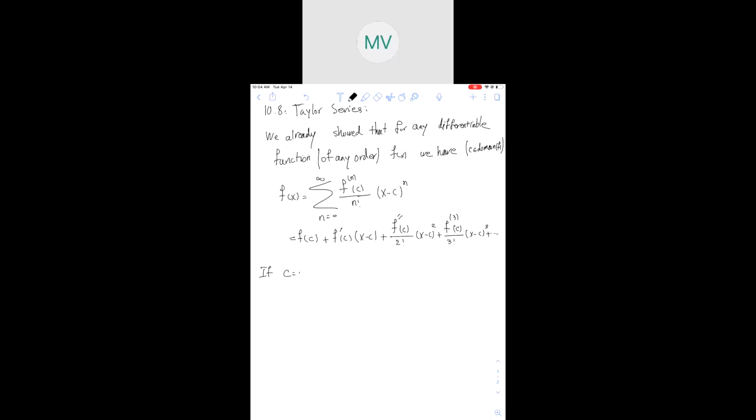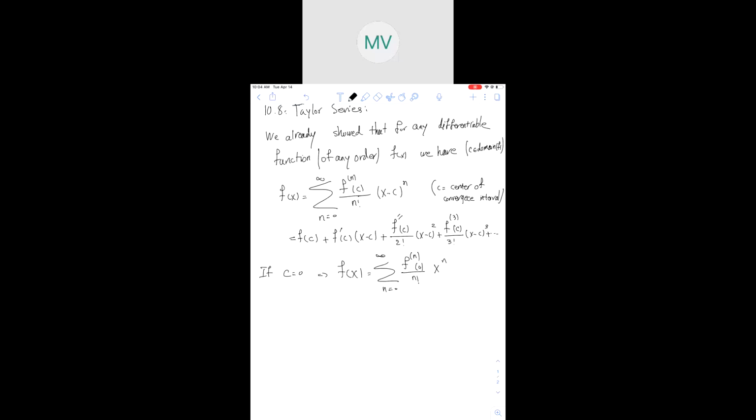If c equals 0, by the way, c is called the center, so c, as we mentioned, is the center of the convergence interval. Okay. If c equals 0, then f of x becomes the sum of the nth derivative of f at 0 divided by n factorial times simply x, because x minus 0 is x, to the n, from 0 to infinity.